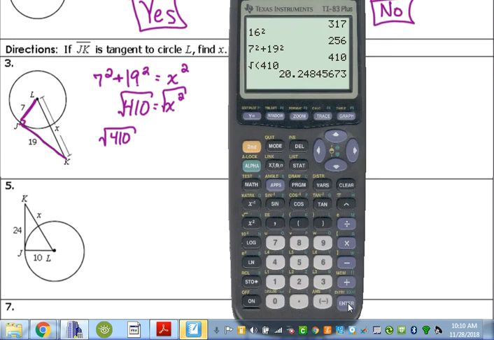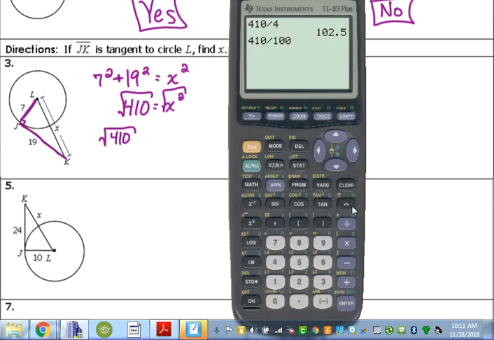So we either leave it as the square root of 410, or if it's multiple choice, we look at our answer choices. No, it's not going to be divisible by 25. I don't even know if it's divisible by 10. Well, it is divisible by 10, but 10 is not a perfect square.